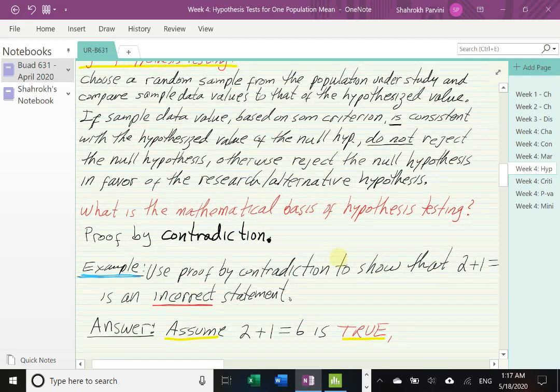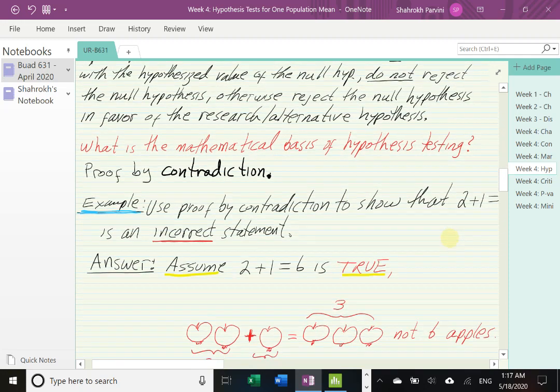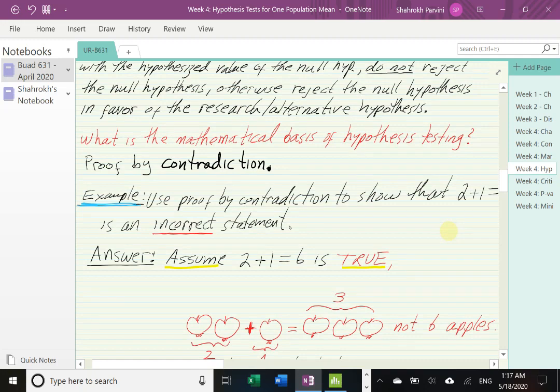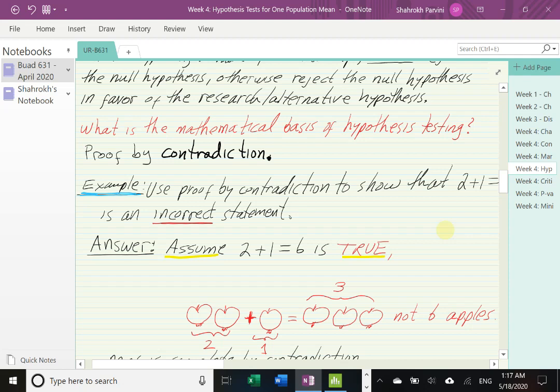Well, in this line of proof, we always assume the hypothesis of that statement is true. So, in other words, we're going to assume, okay, well, 2 plus 1 equals 6. I'm going to say that is true, although we know it's not. But we're going to say, sure, it's true. But then if it's true, isn't it true that if I have, let's say, 2 apples, and I add 1 apple to it, I should get 6 apples, don't I? If that hypothesis is true, if that statement was true.